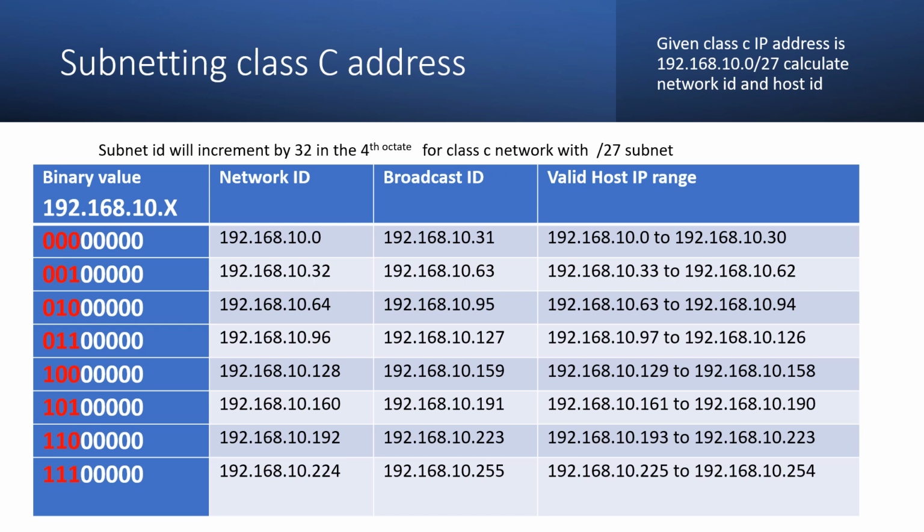Then the valid host IP range is from the network ID plus 1 to the broadcast ID minus 1. So it'll be 1 to 30, because you add 1 to the network ID: 192.168.10.1 to 192.168.10.30. Same goes for the following: 33 to 62.